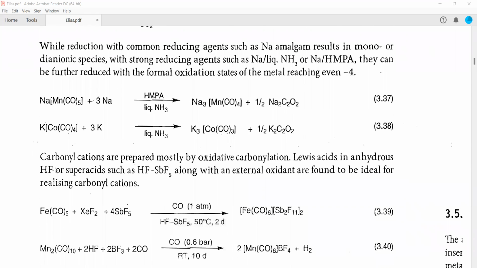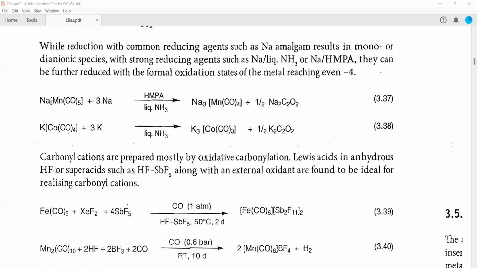Now, carbonyl cations are prepared mostly by... so we saw how carbonyl anions can be prepared. Now, how can you prepare carbonyl cations? You can prepare them by oxidative carbonylation. In that case, a Lewis acid in anhydrous HF or a superacid such as HF-SbF5, along with an external oxidant. So you need an oxidizing agent; some external oxidants are found to be ideal for realizing the carbonyl ions.